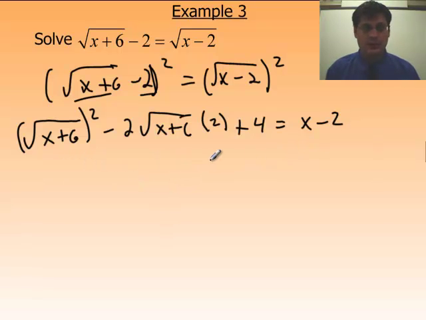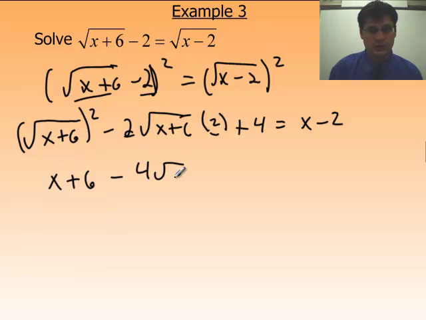Alright, so now I'm going to simplify the left side. So that's just going to give me x plus 6, and then I'll have minus 2 and 2 gives me 4, square root of x plus 6, plus 4 equals x minus 2.